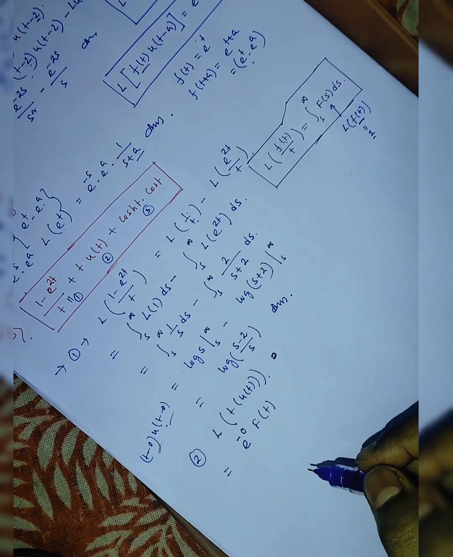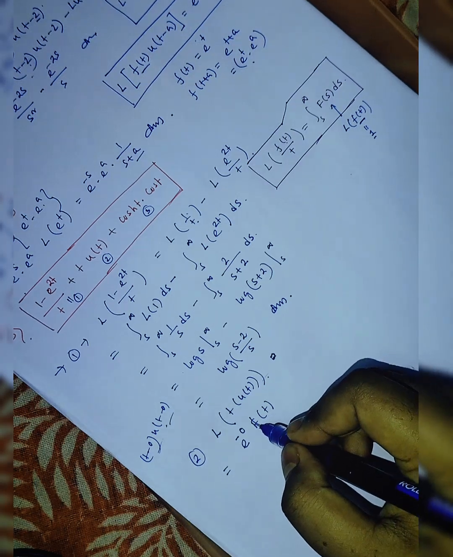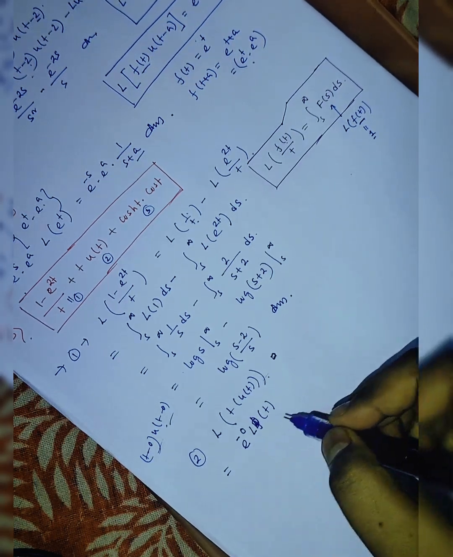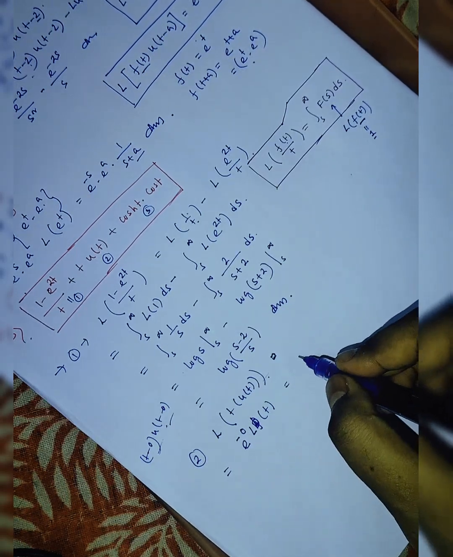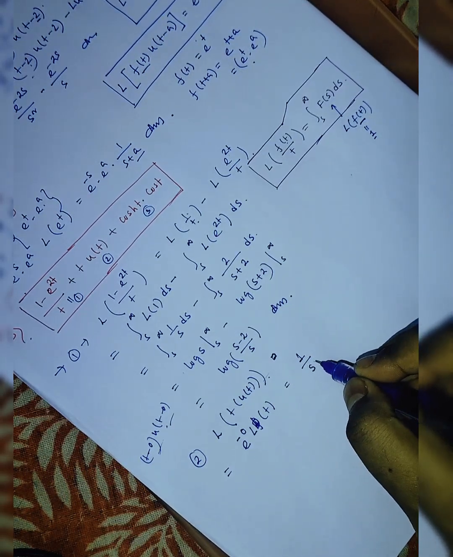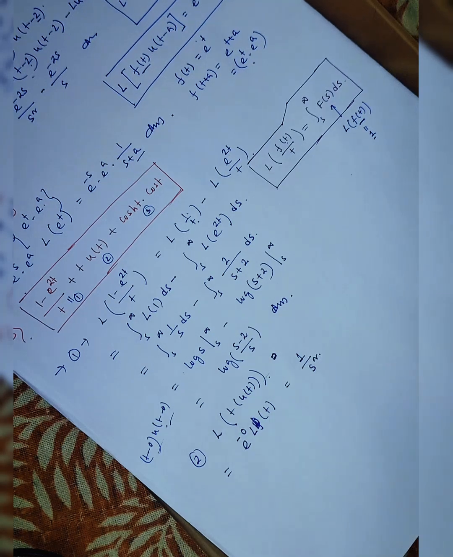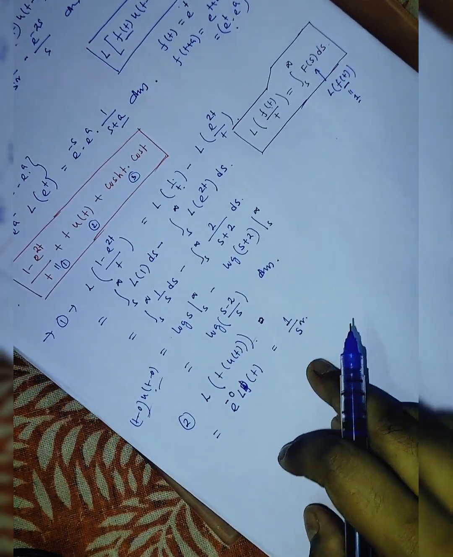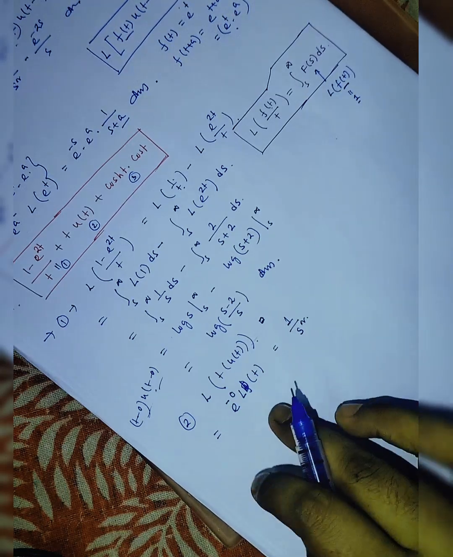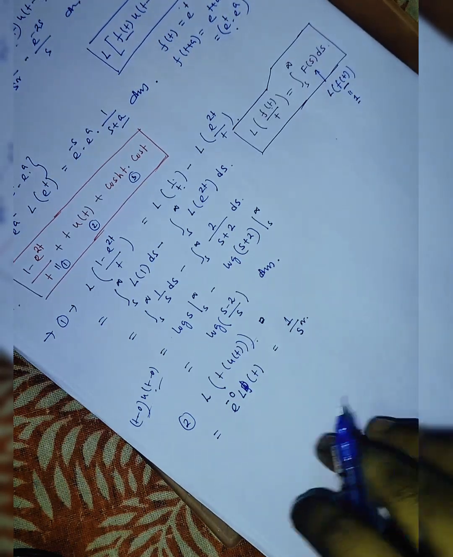Sorry, L of f of t equals t. So L of t, and e to the power 0 equals 1. So 1 by s square, because you all know that L of t equals 1 by s square. I am not going to prove this. It is also a formula. You should know about this.